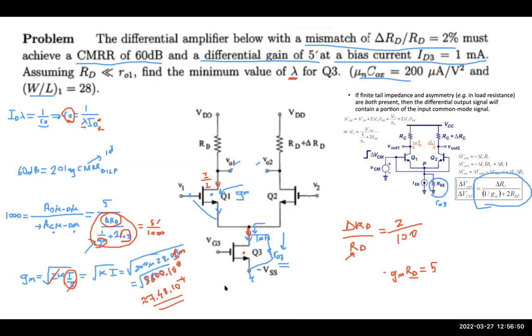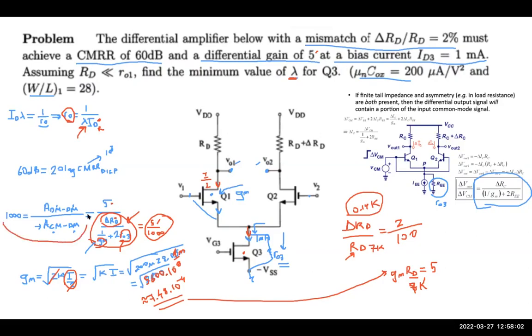Let's say RD we found is 10K, 8K, or let's say 7K. Since RD is 7K, delta RD is 0.14K. So 0.14K, we put it here. We found GM, 5 over 1000, already. So the only unknown is RO3. So we find RO3, we find alpha. Any questions? As I mentioned here, it is important to know what CMRR you are finding.